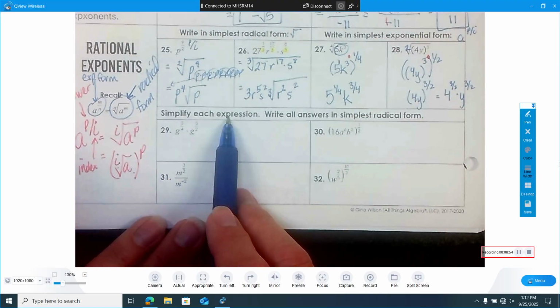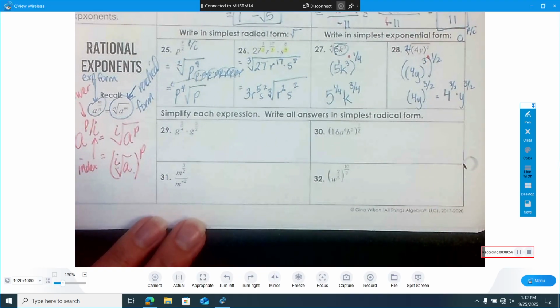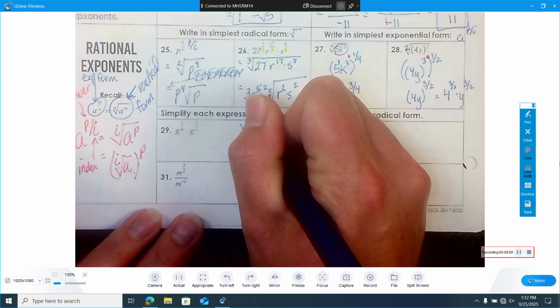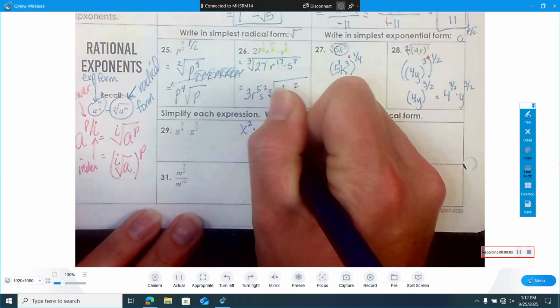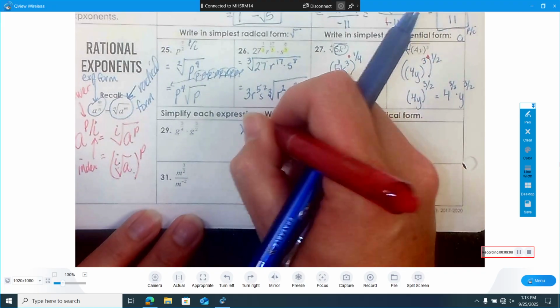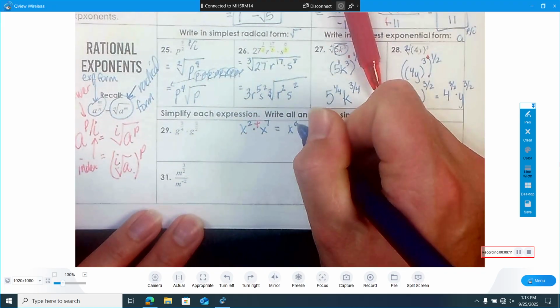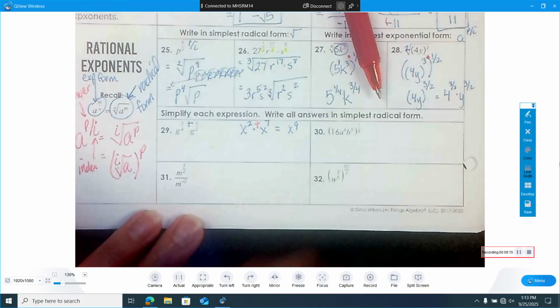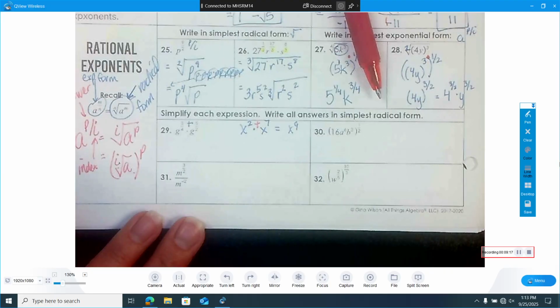Okay, to simplify each expression, we get to apply our properties. The same properties we had before. If you have like x squared times x to the 7th, they have the same base. What do you get to do with the exponents? Add those exponents, so that gives you x to the 9th. We get to do the same thing here. They have the same base, so we get to add the exponents.